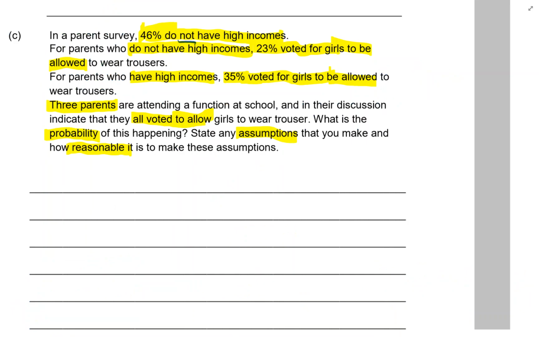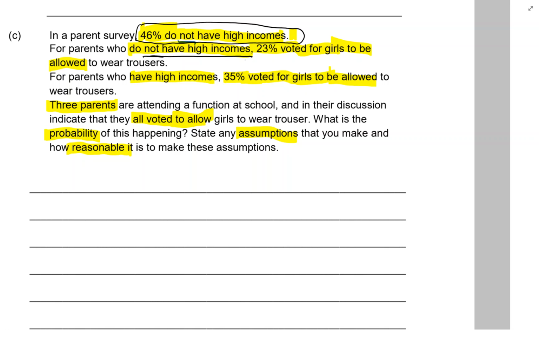So, let's have a look. 46% do not have high incomes. That's out of the whole lot, so that's not conditional, that's out of the total. But then when we get to the next line where it says, for parents who do not have high incomes, 23% voted for girls to be allowed, that is a conditional probability. Because it's only out of those parents who do not have high incomes. So it's conditional on not having high incomes. So that's a subgroup, isn't it? The subgroup of parents who don't have high incomes.